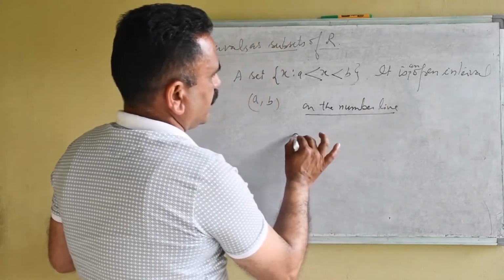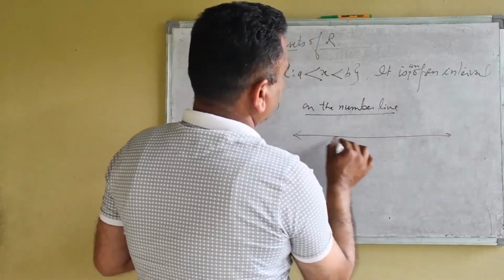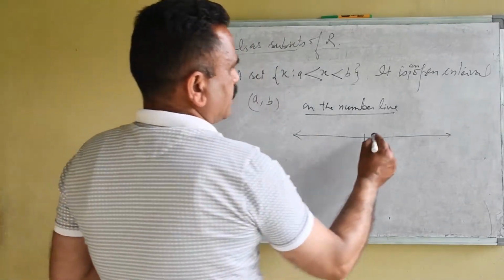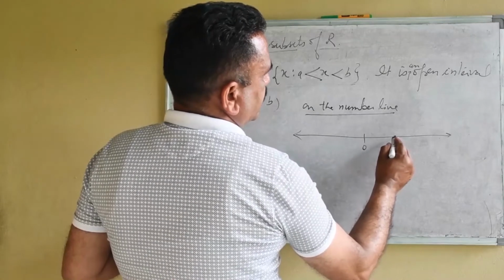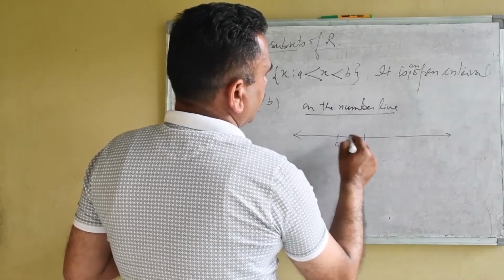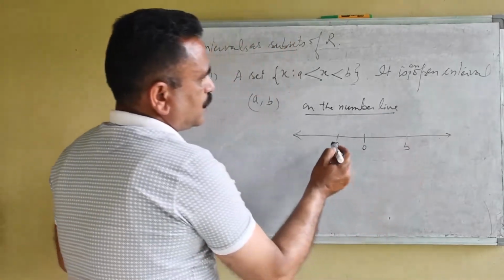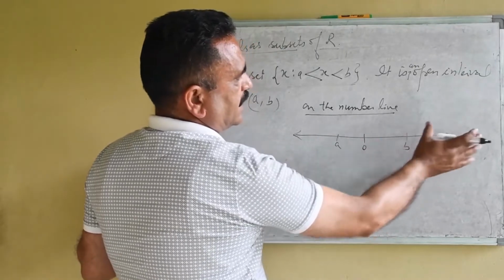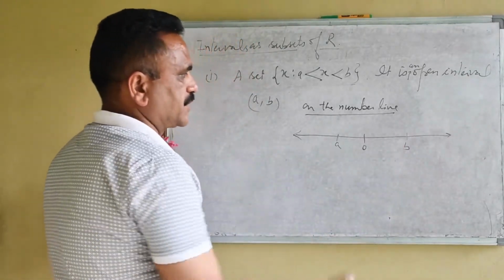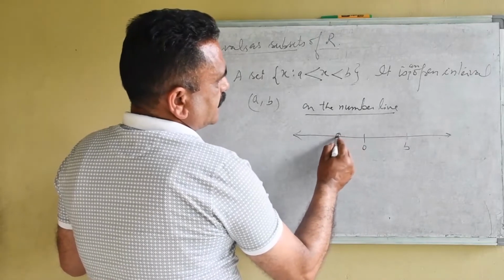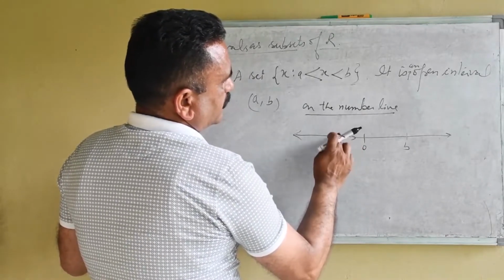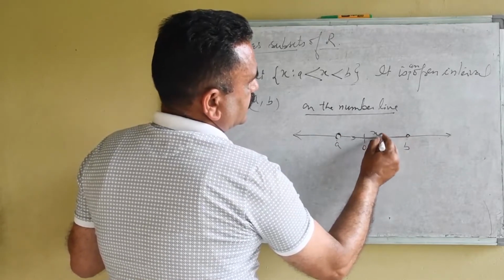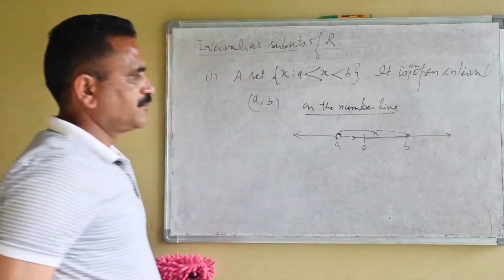What is a number line? A line on which numbers are represented according to their values. So for example, this point is A, this is B. Towards the right side, the value of the number increases. So X is greater than A, open. This circle will be an empty circle. This is X greater than A and less than B.